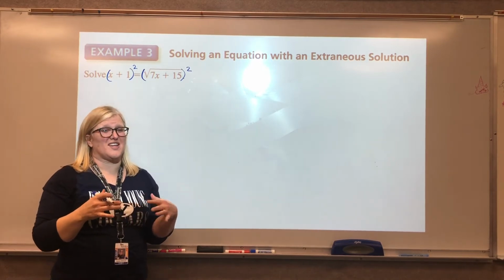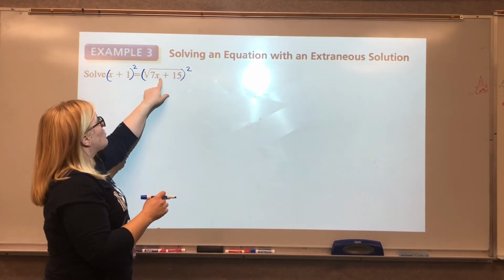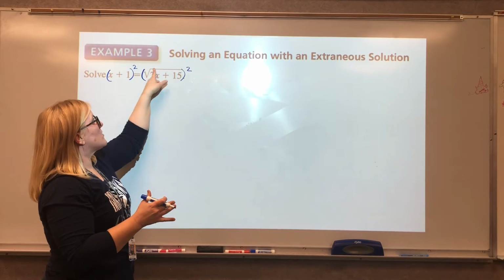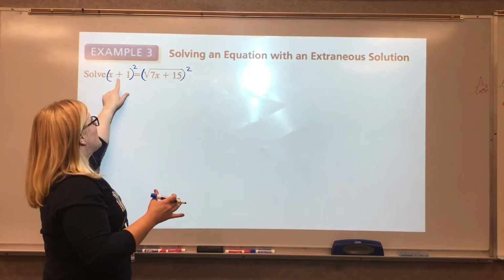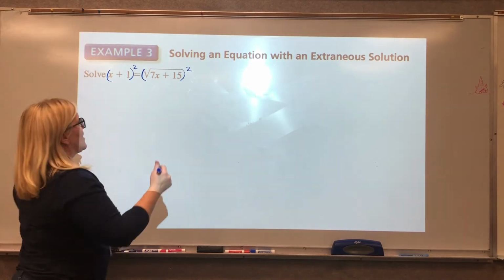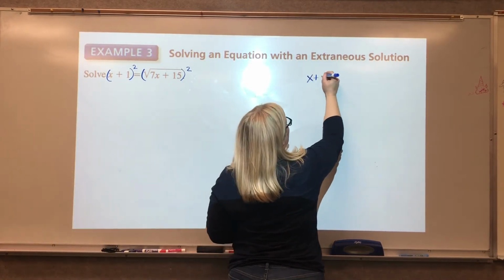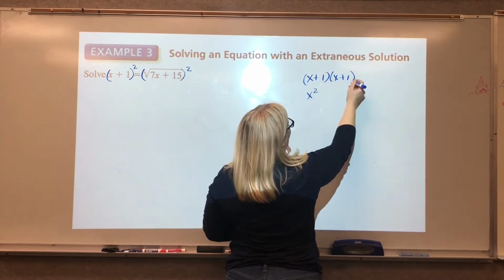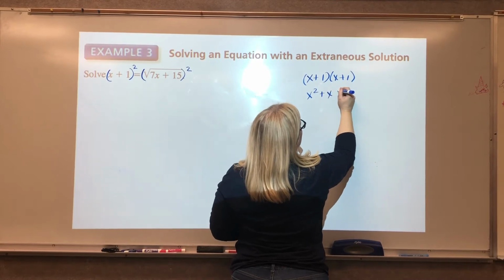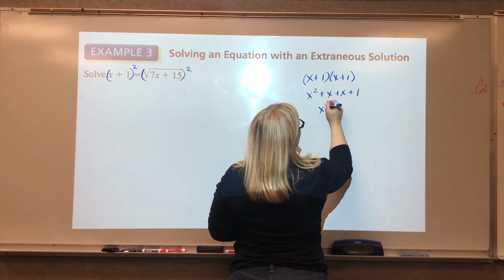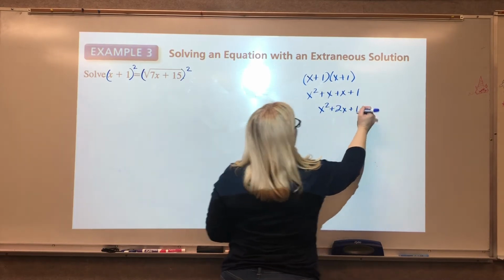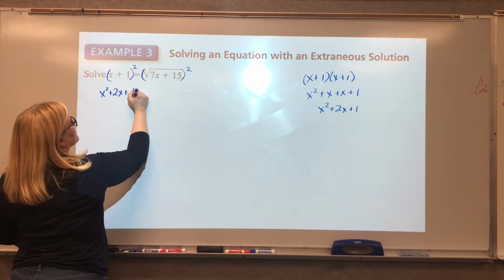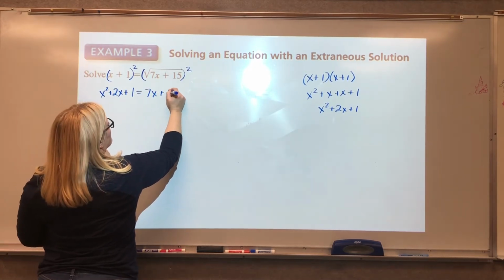And this is where things are going to get a little trickier. Right here we have the radical by itself on this side, and I know to square it to get rid of the square root symbol, but that means I have to square this side too. All right, and x plus 1 times x plus 1, if I'm FOILing, I've got x squared plus x plus x plus 1, so x squared plus 2x plus 1 equals 7x plus 15.